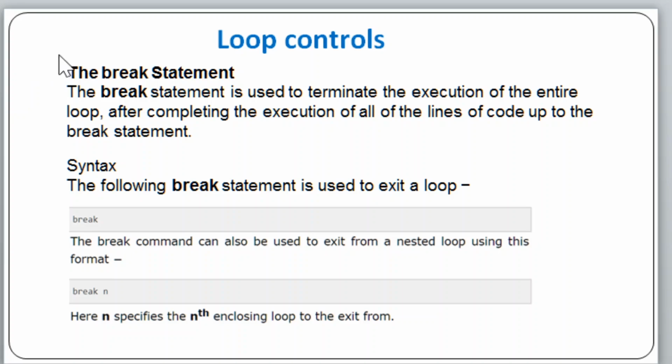We also have ways to control loops. So we have the break statement. The break statement is used to terminate the execution of the entire loop after completing the execution of all the lines of code up to the break statement. The syntax is the following. The break statement is used to exit a loop. So we put the phrase break, and the break command can also be used to exit from a nested loop using this format: break n, in which case the n specifies the nth enclosing loop to exit from.